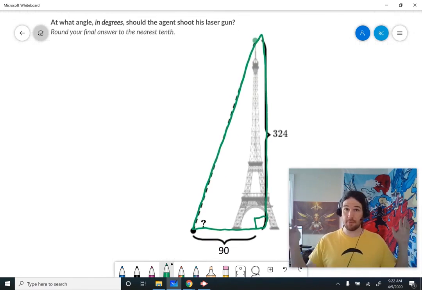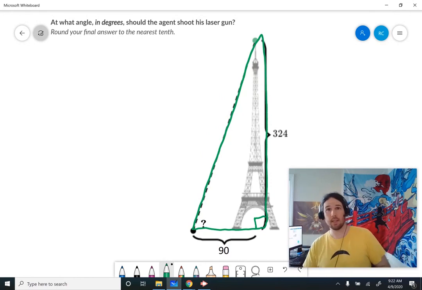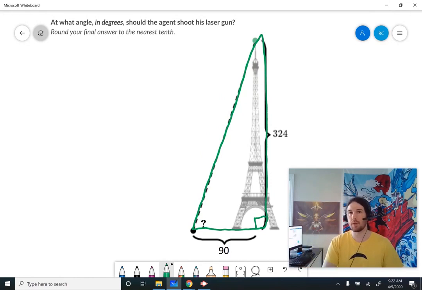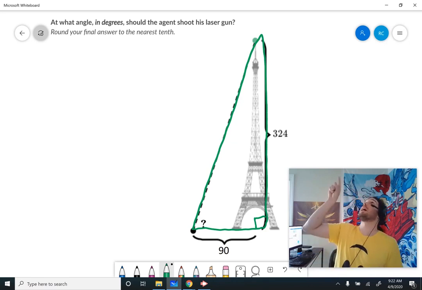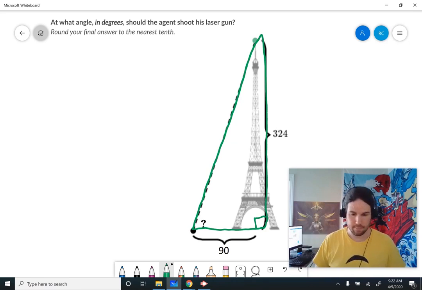So I'm going to stop for a few seconds. Please pause the video, see what you can do with this. This is solving for an angle. So if you don't remember how to solve for an angle, there's a link up there that'll help you out.